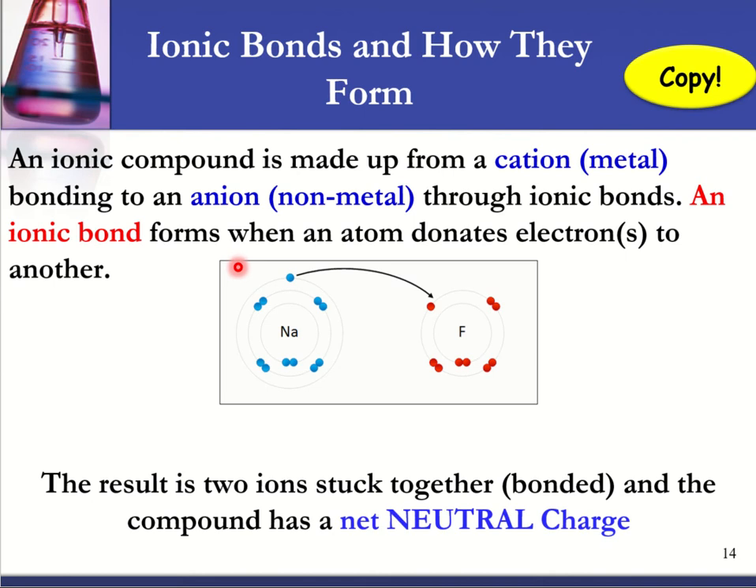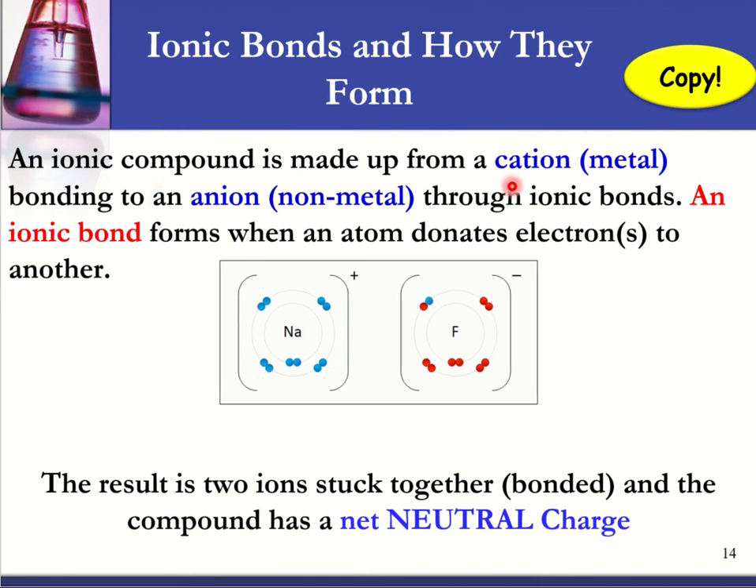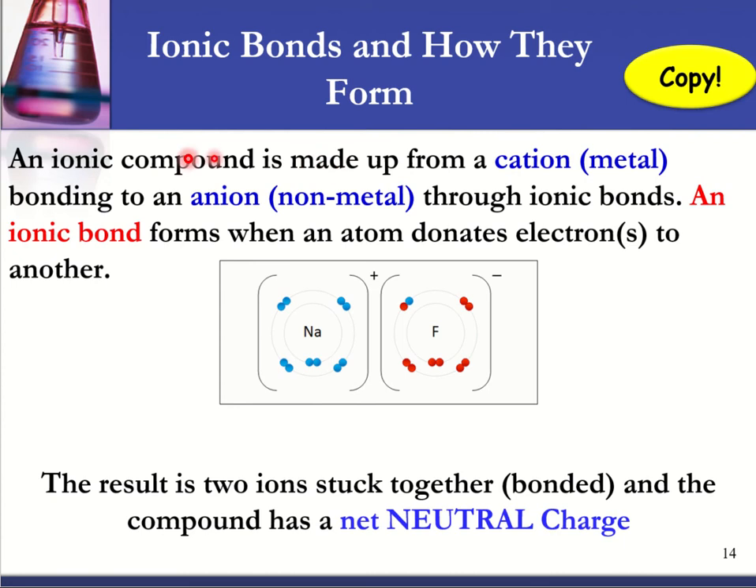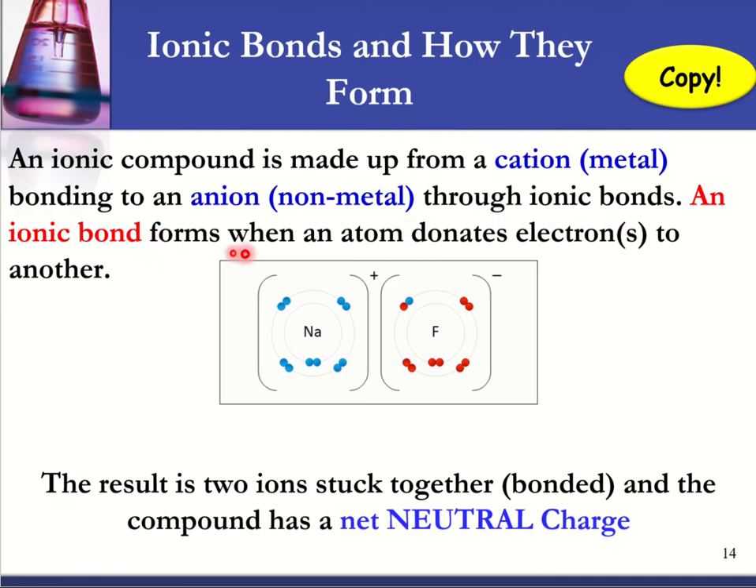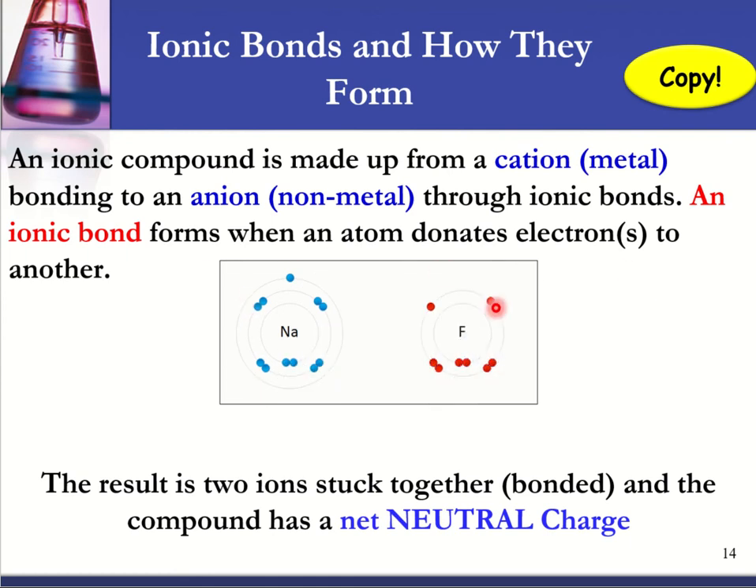Okay, so a thing you need to understand and you can copy down, obviously you can just look at the slides and do this as well, because this is just a recording. An ionic compound is made up of a cation, a metal, bonding with an anion, a non-metal, through ionic bonds. An ionic bond forms when there is a donation of electrons from one to another. Now the whole point is after this ionic bond has formed, the net charge is 0.